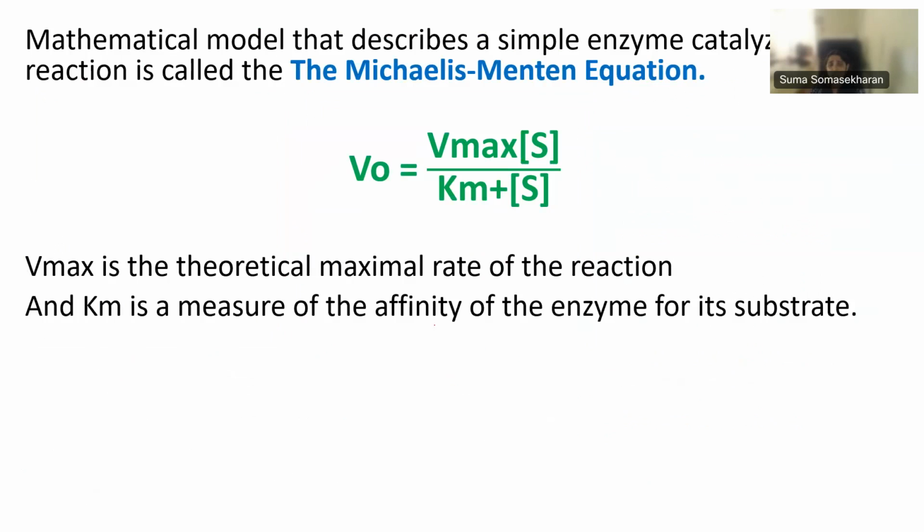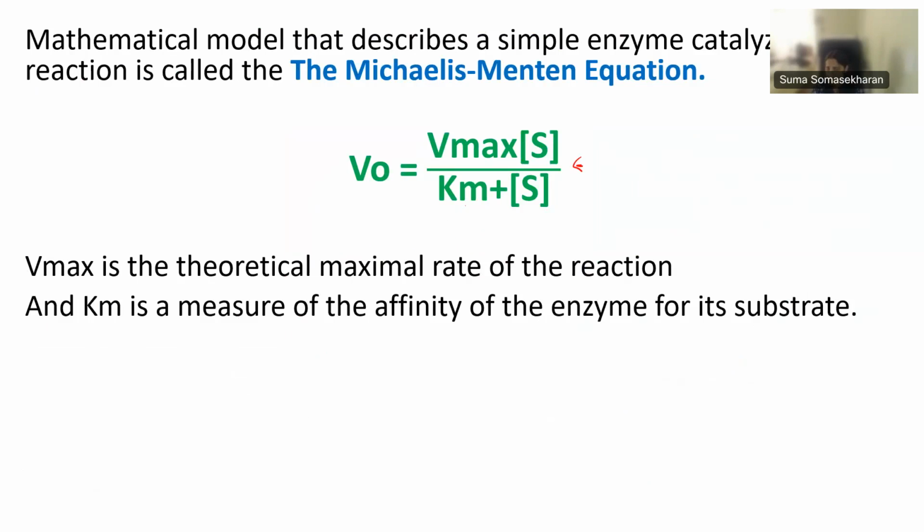Now, this relationship can be mathematically described by this equation. V0, which is initial velocity, is equal to Vmax multiplied by substrate concentration divided by Km plus substrate concentration. So Vmax here is the theoretical maximal rate that the reaction can attain, that is when all of the enzyme's active sites are completely occupied by substrate. And Km is a measure of the affinity of the enzyme for its substrate.